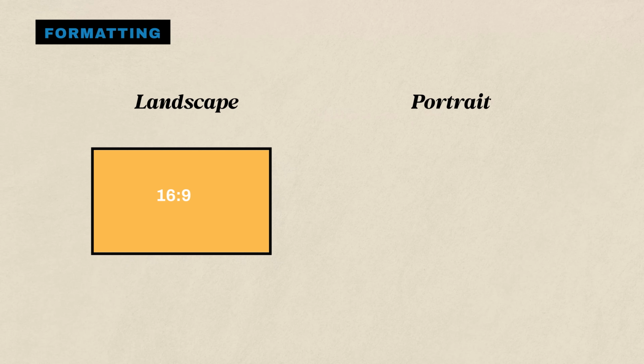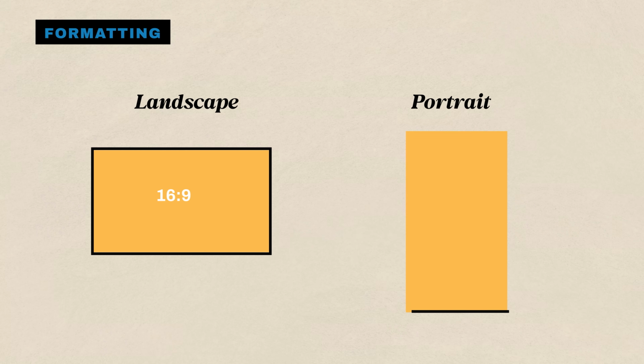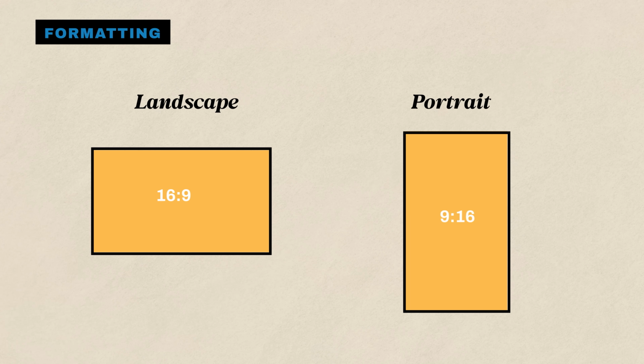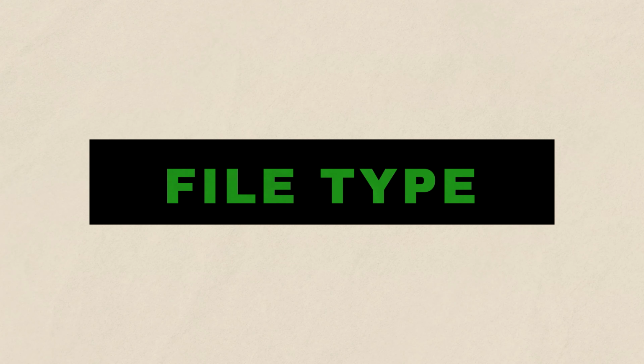Portrait view, on the other hand, has a height greater than the width, and this is the typical orientation for smartphone screens and most photography portraits. Let's move on to our file type terms.